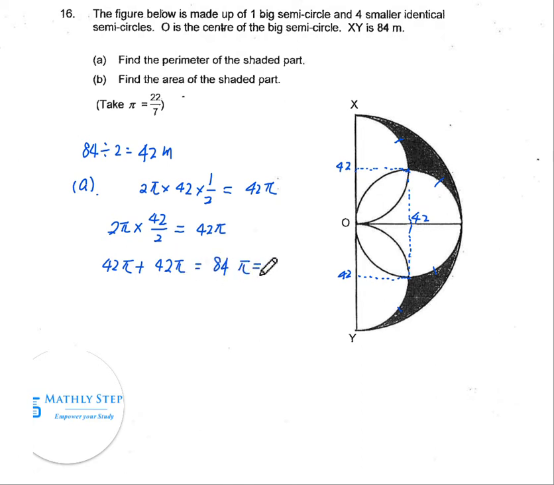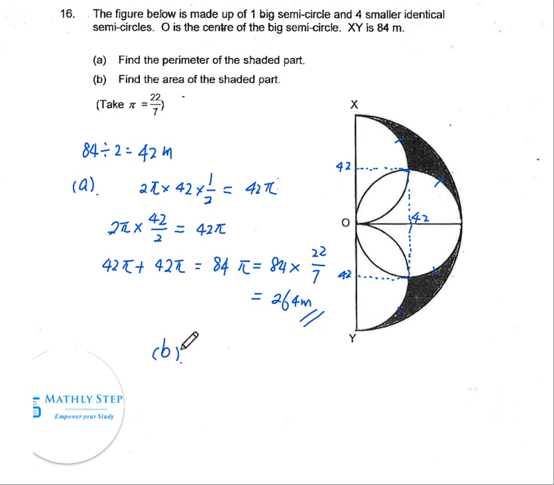And pi, we make it equal to 22 sevenths. So it is 84 times 22 sevenths, which is equal to 264 meters. So this is the perimeter of the shaded part.